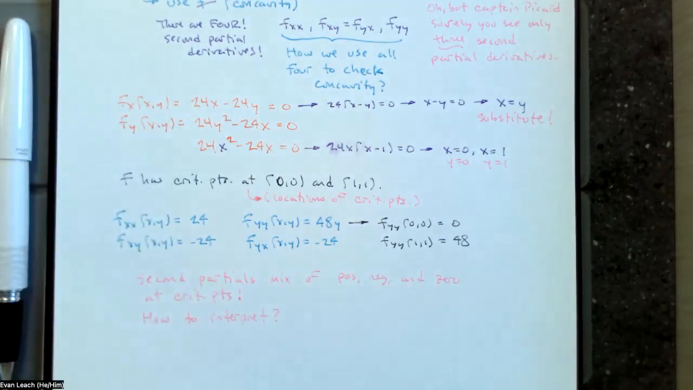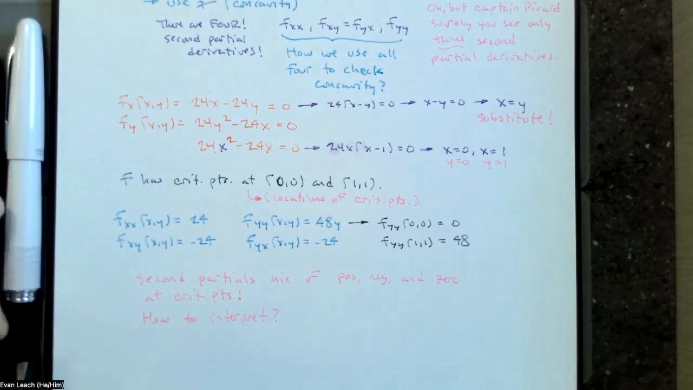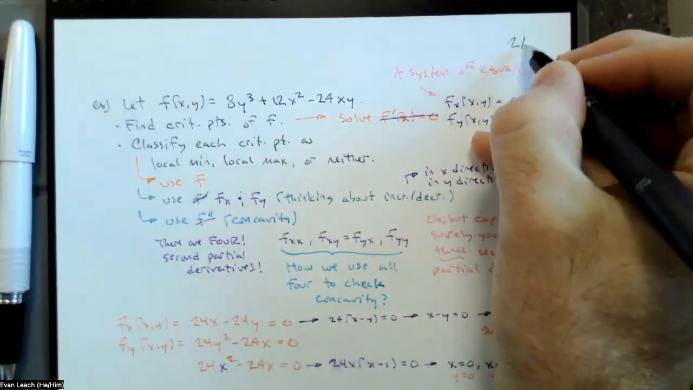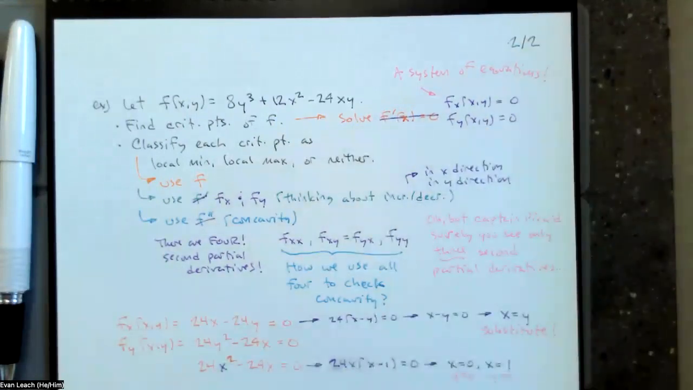There are some things that we want to note about interpreting these four, really three, but four second partial derivatives. The first is to note that we are on page 2 of the notes. And I rarely go past page 2 of the notes.